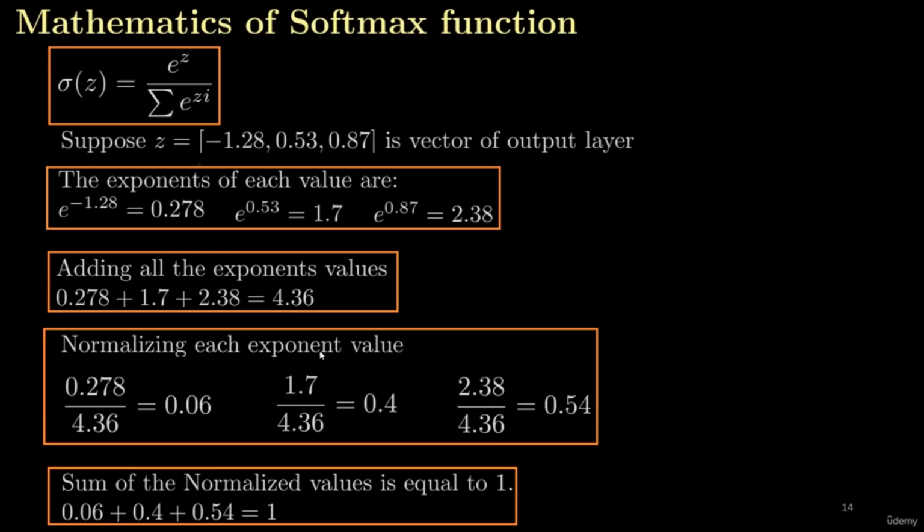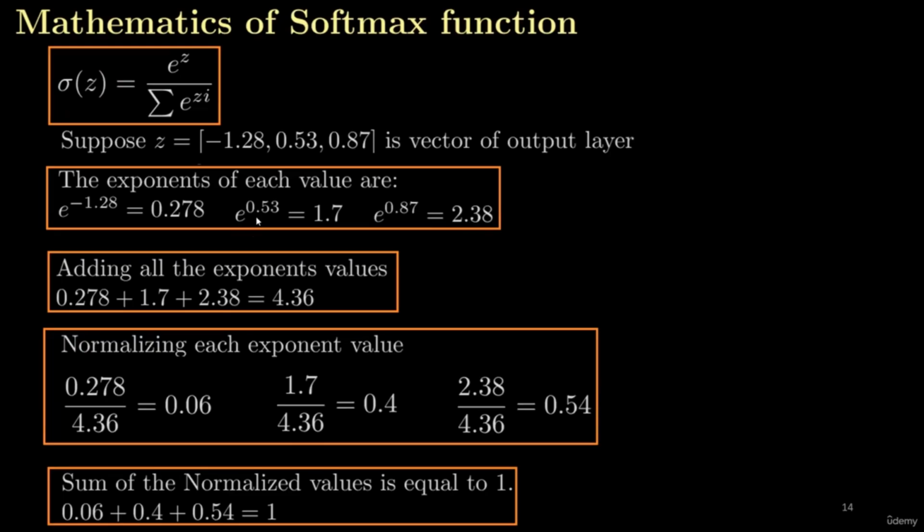Now normalize each component, that is, divide each value by the normalization value. The first step is to divide 0.278 by 4.36. Then divide the second exponent by 4.36, and then divide 2.38 by the sum of the exponents, or the normalized value. So we will get 0.06, 0.4, and 0.54. If I add them, I will get a value equal to 1.